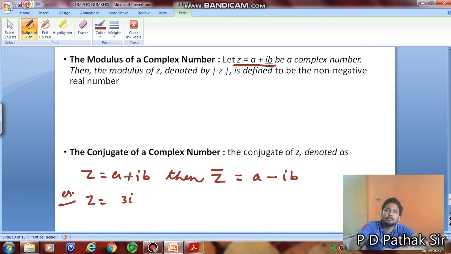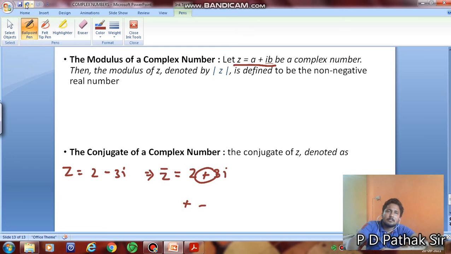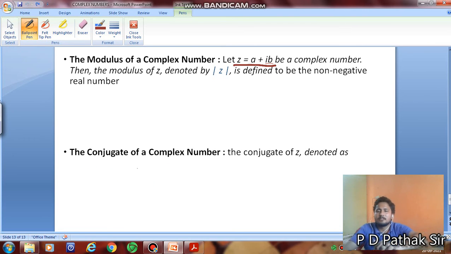Next example, if z = 2 - 3i, then z bar, the conjugate of z, will be 2 + 3i. It means you change only the sign, interchange the plus and minus signs, that is, replace the sign of i. Now for this we can study some results.